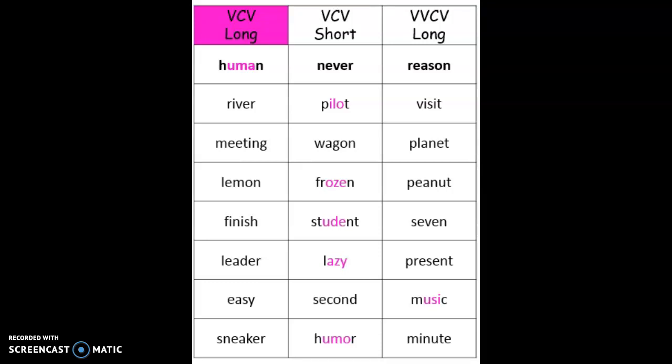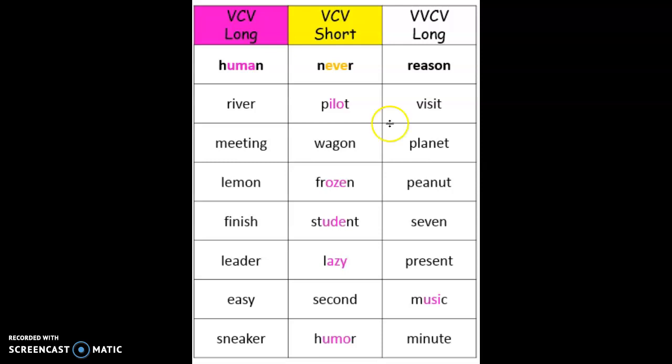Now we're going to move on to our second header. The vowel, consonant, vowel pattern, very similar, but it has a short sound. So I'm going to pick a new color to use. This time maybe I'll use yellow. And the example that they give us is never, right here in the header. There are 10 words that belong in this pattern.